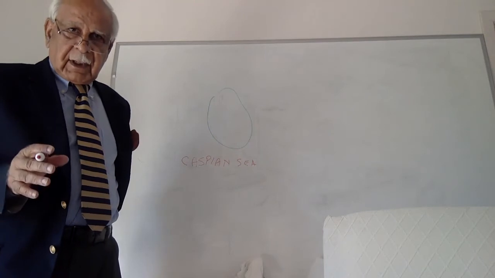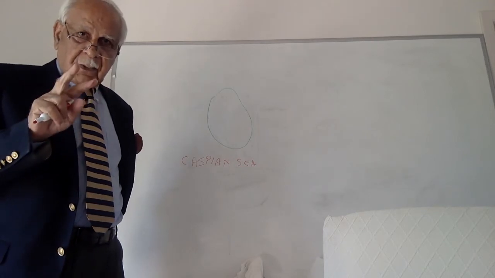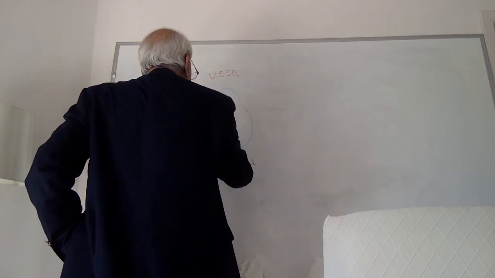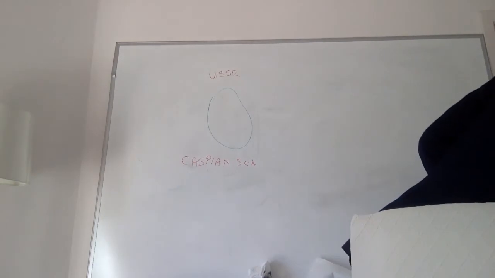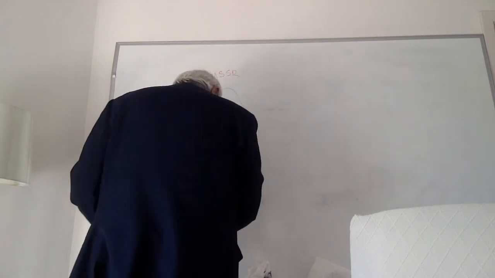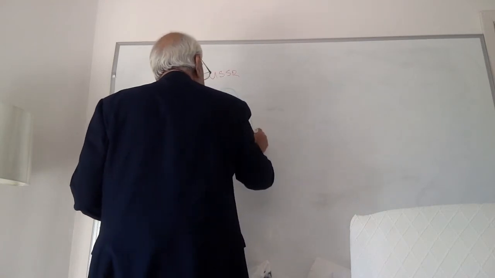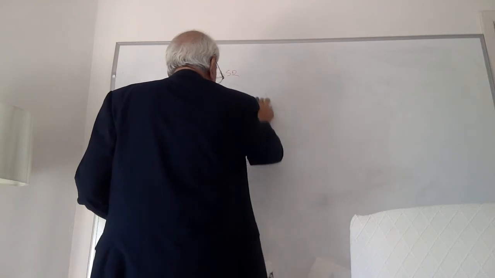Before the breakup of the Soviet Union in 1990, there were only two countries that surrounded the Caspian Sea, only two. One was the USSR. And the USSR. Up to here. Okay, that's good.